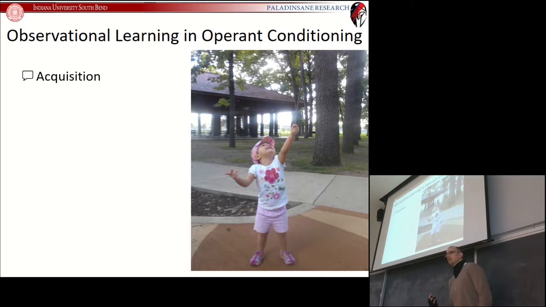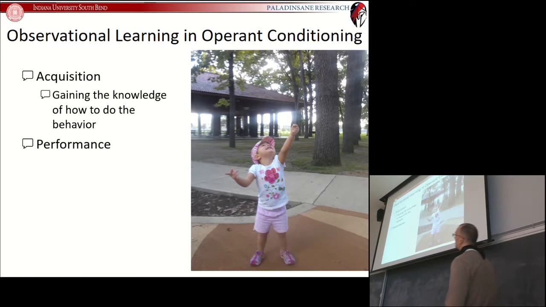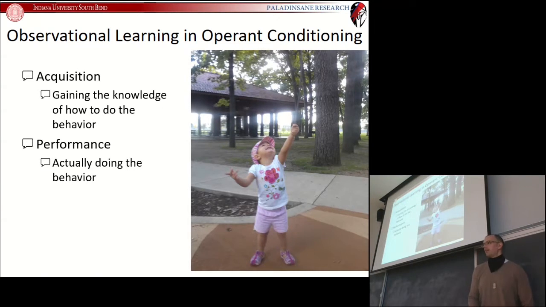And acquisition is the getting of the knowledge to perform that behavior. So it's kind of like the how to perform that behavior. So acquisition is gaining the knowledge, the how to of performing the behavior. And then the performance part of it is the actual doing of the behavior. So there's two components that are required in order for the behavior to be able to be done.